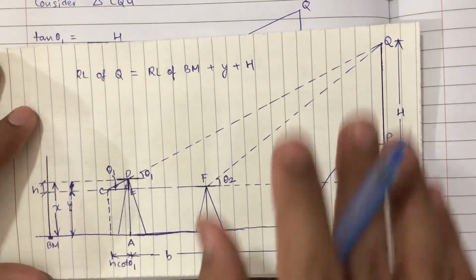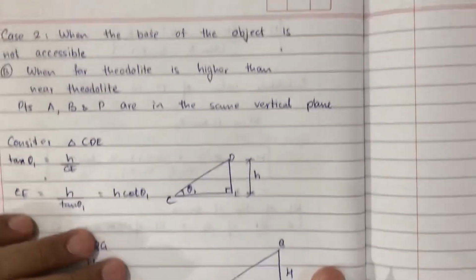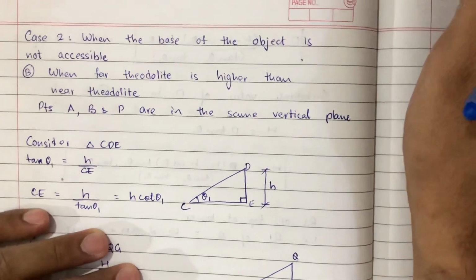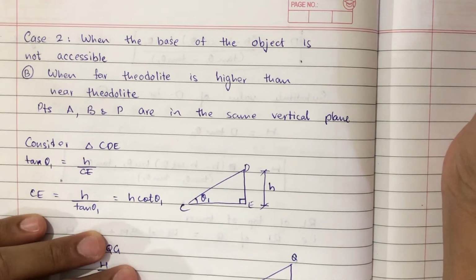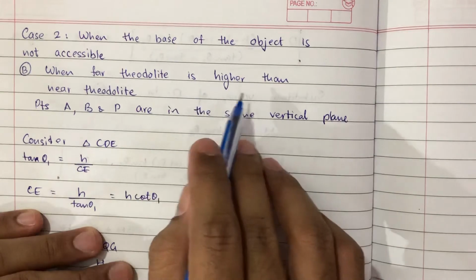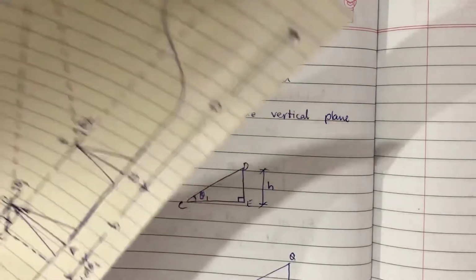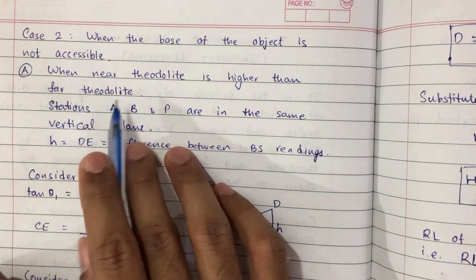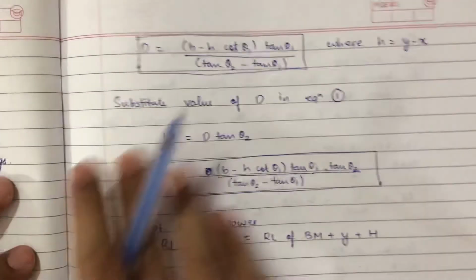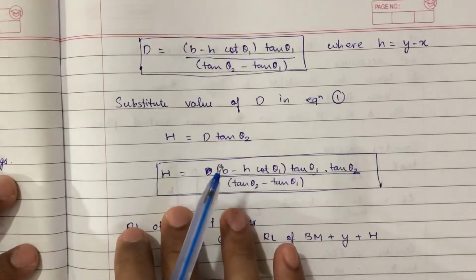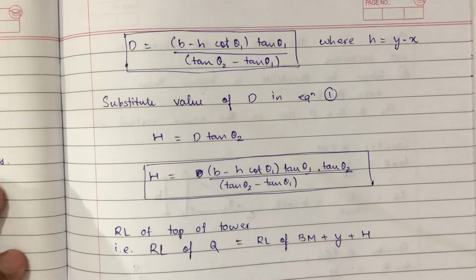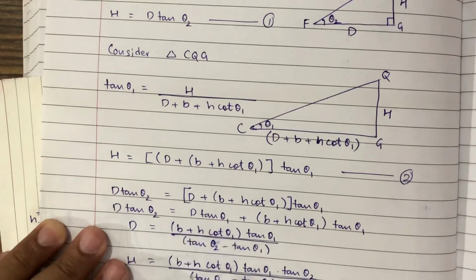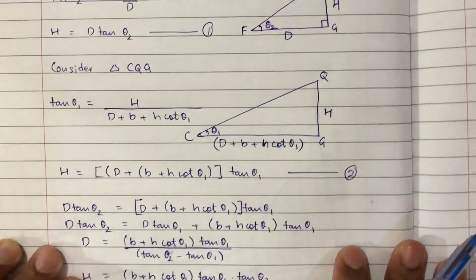So this is the second case when the base of the object is not accessible. This is mostly asked in your exam. You have to see when the far theodolite is higher than the near theodolite, or when the near theodolite is higher than the far theodolite. Only then will we get the equations for capital D and capital H. Here it will be minus and here it will be plus.